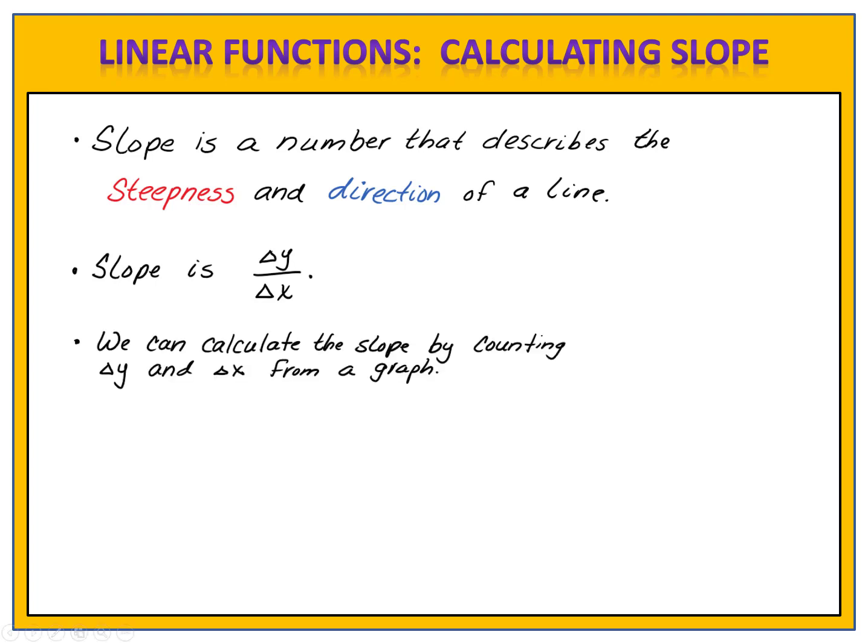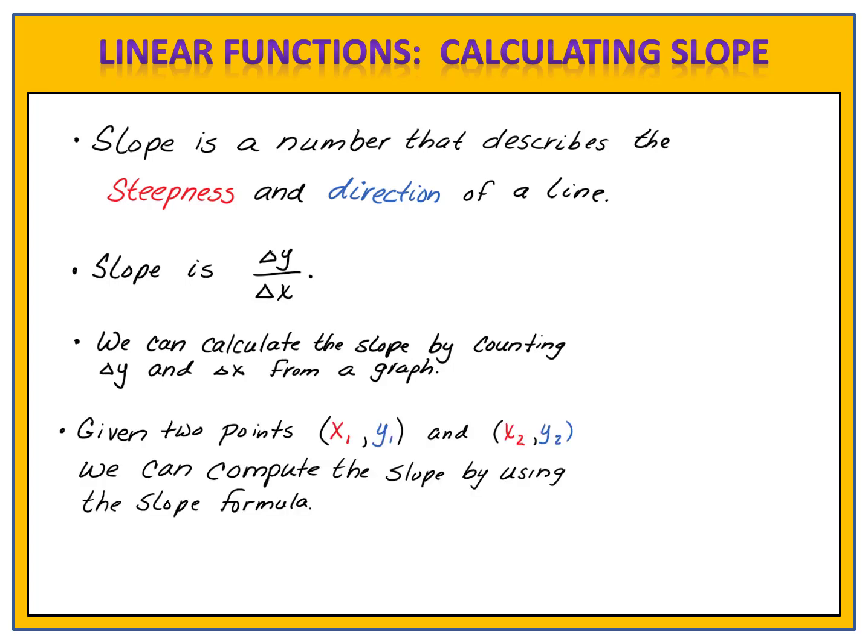We've seen previously that we can calculate the slope by counting the change in y and the change in x from the graph of the function. But what if we don't have a graph and we want to determine the slope? How can we do that? Well, the good news is there is another method.